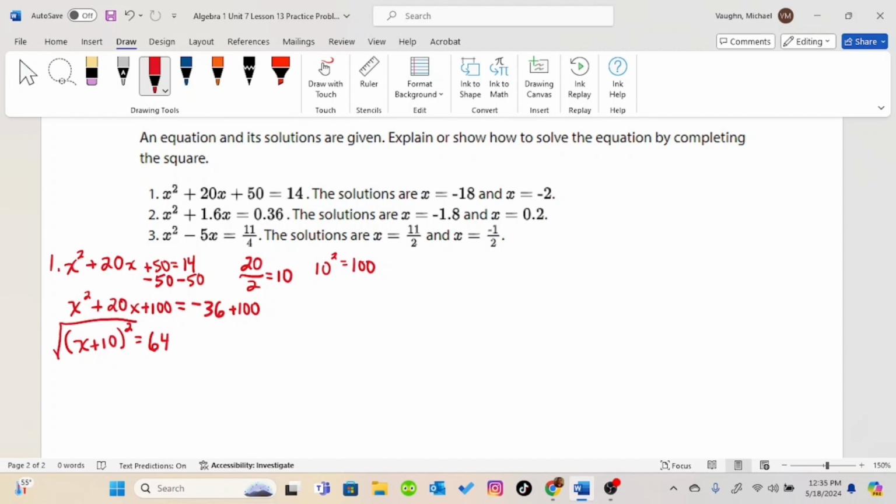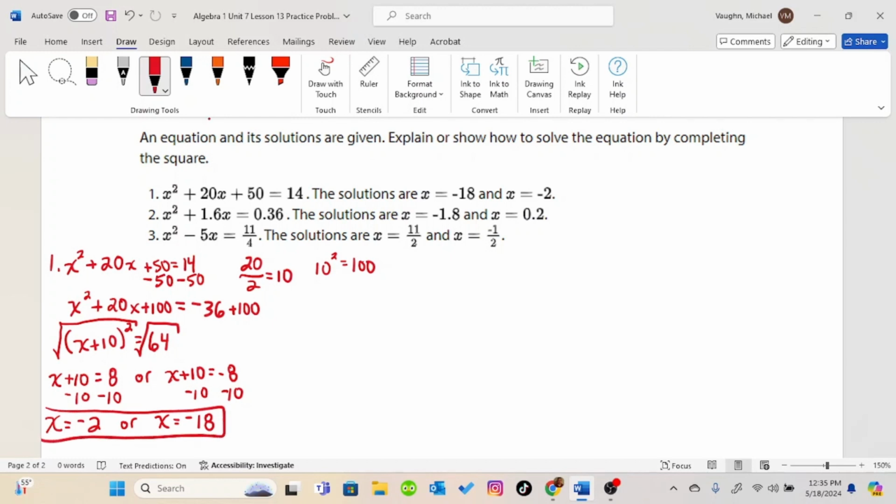When we take the square root of both sides, we get x plus 10 equals 8, or x plus 10 equals negative 8. In both cases, we subtract 10 from both sides. And x either equals negative 2 or x equals negative 18, and that matches the answers they told us we should get.